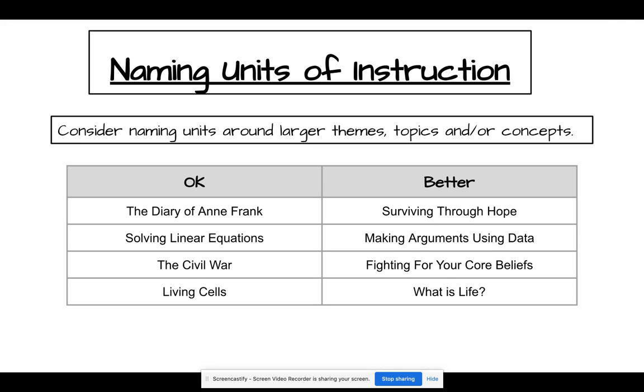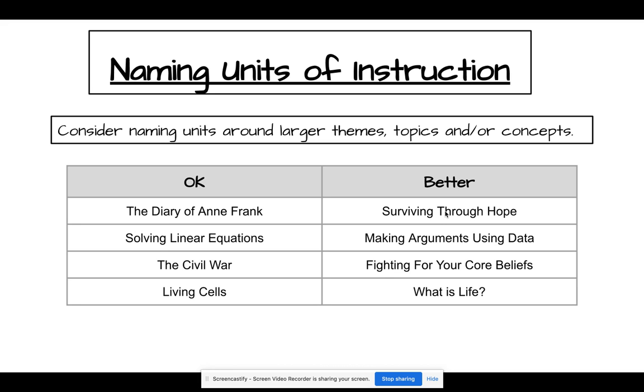Same thing with solving linear equations. If solving linear equations is what you're really focused on, but the unit actually is about making arguments using data, then the whole focus becomes different. You can make lots of different arguments for which car to buy or which shampoo is the best, using the data from linear equations. So it becomes less about doing the math and more about doing the math to make a reasonable argument supported by data. Civil War, same thing: fighting for your core beliefs.